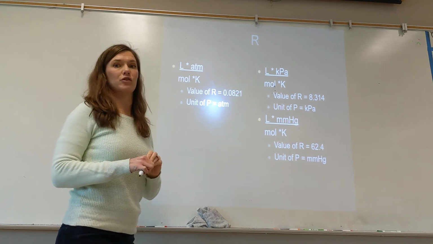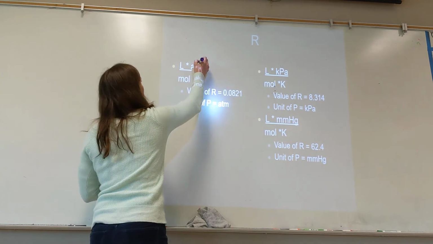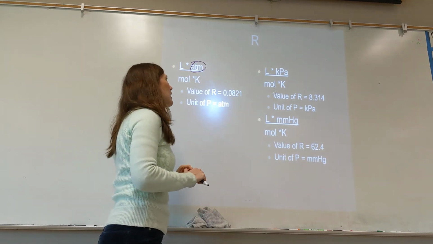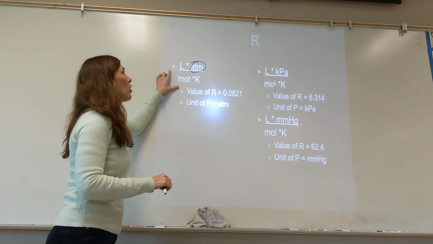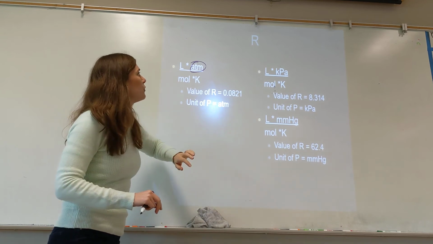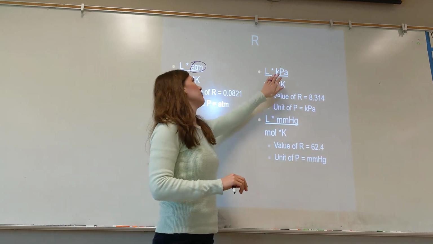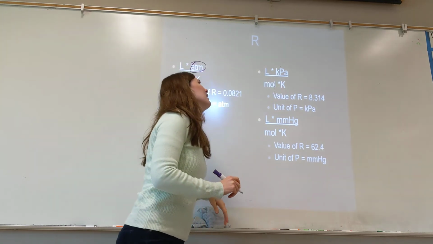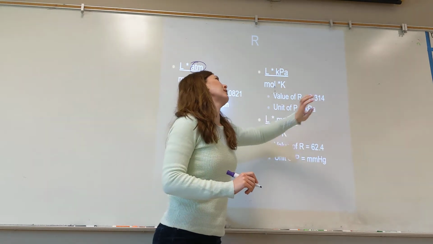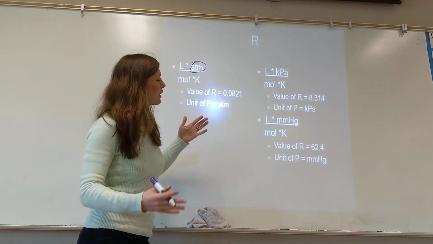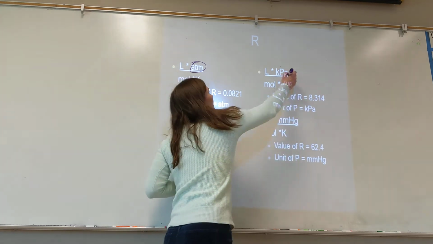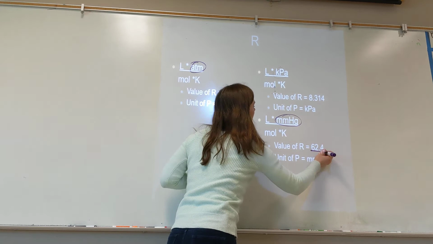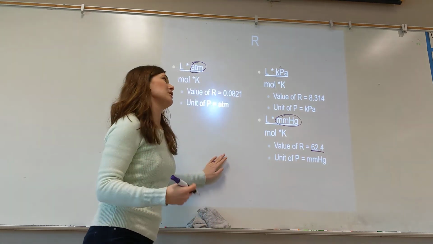If you're given pressure in the problem in atmospheres, then you are going to use 0.0821 for your R value. If you are given your pressure in kPa, then you are going to use 8.314. If you are given your pressure in millimeters of mercury, then you are going to use 62.4 as your R value.